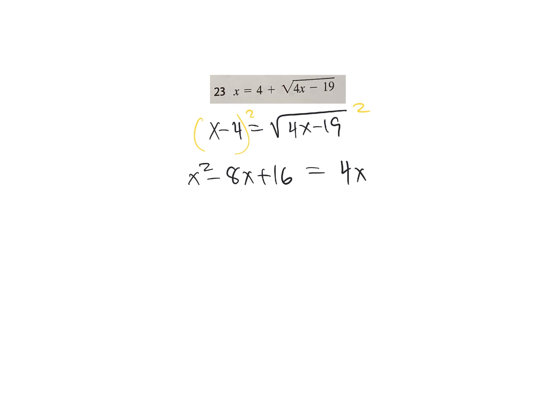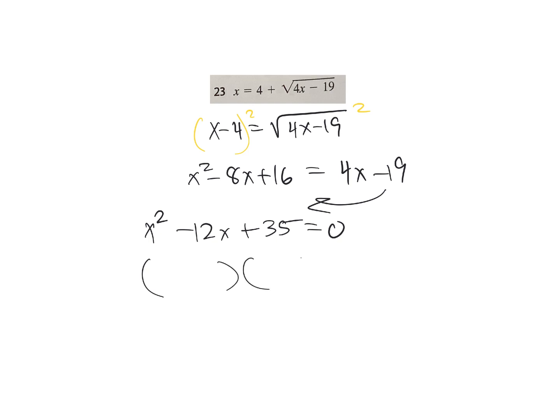All right, so this is something that you should be able to do. Let's go ahead and subtract the 4 to the left. And now we have something simple. We got the radical by itself. Let's go ahead and square both sides. And we get x squared minus 8x plus 16. Make sure you do this right. On the right side is 4x minus 19. Pretty simple. Let's move these to the left. So minus 8x minus 4x is minus 12x. And a 16 plus 19 is a 35.